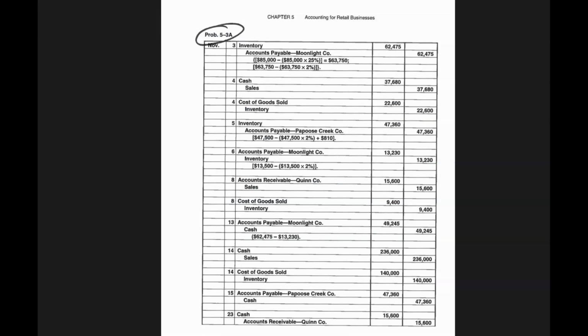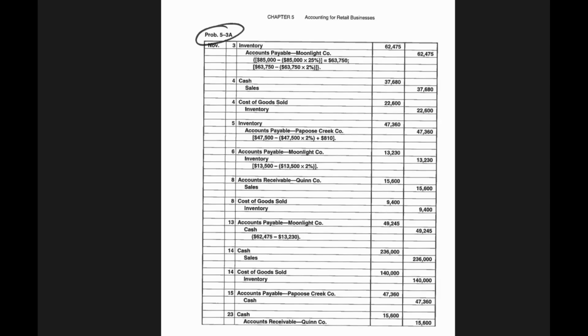Our first problem is problem 3A. Sales and purchase transactions, of course, using perpetual inventory. The following were selected among the transactions completed by Babcock. November 3rd, purchase merchandise on account, $85,000. Trade discount, first of all, for 25%, FOB, and then 2/10 net 30.